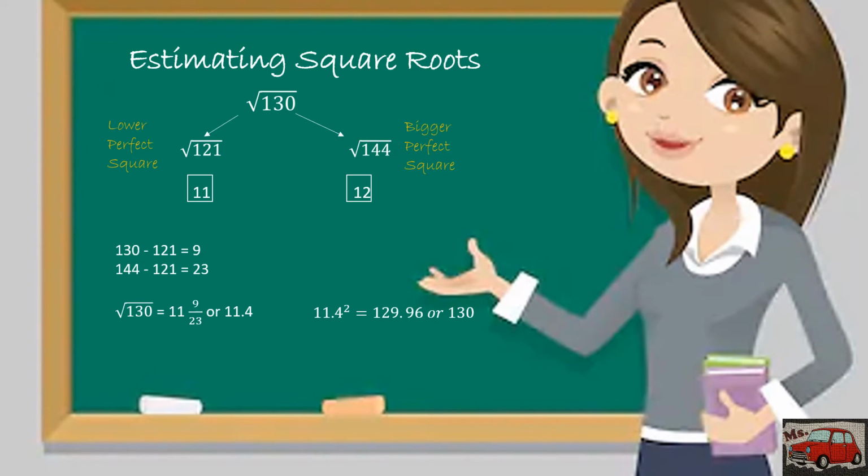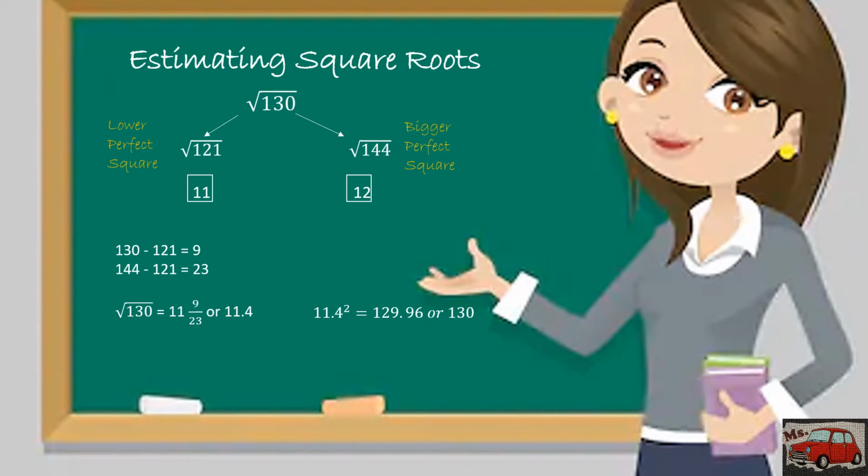Next, let's get the estimated square root of 130. Again, 130 is not a perfect square. So let's find out the lower perfect square before that and the bigger perfect square after that. Then we have 121 and 144. The square root of 121 is 11 and the square root of 144 is 12.